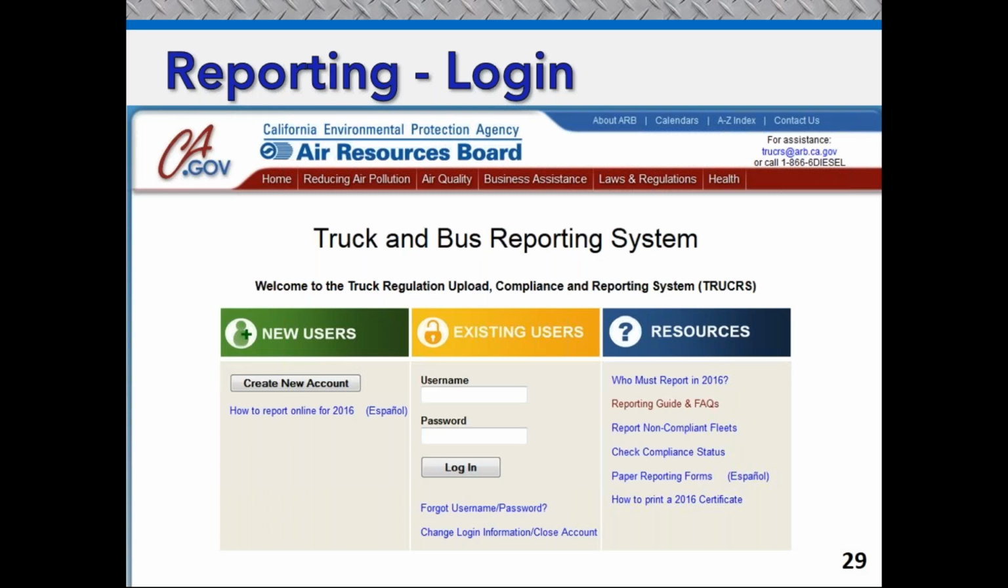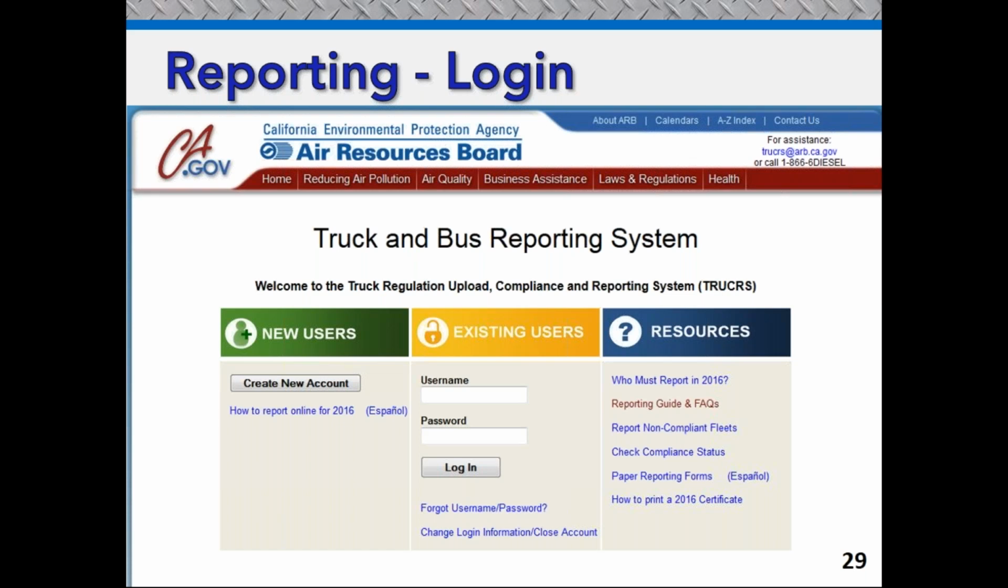This is where you can create an account or you can log into your existing account. There are also lots of resources that tell you what to report, how to report, non-compliant fleets, all that good stuff. And there's even a way, if you've forgotten your username and password, to try and recover those without having to send an email or call anybody, all right?